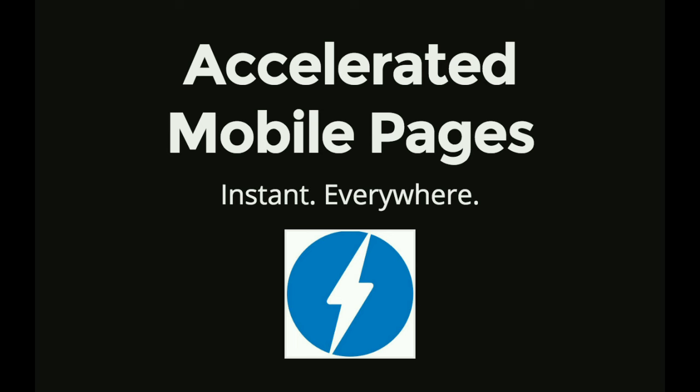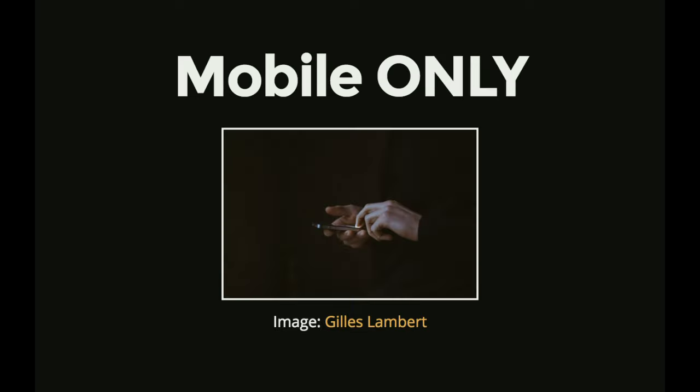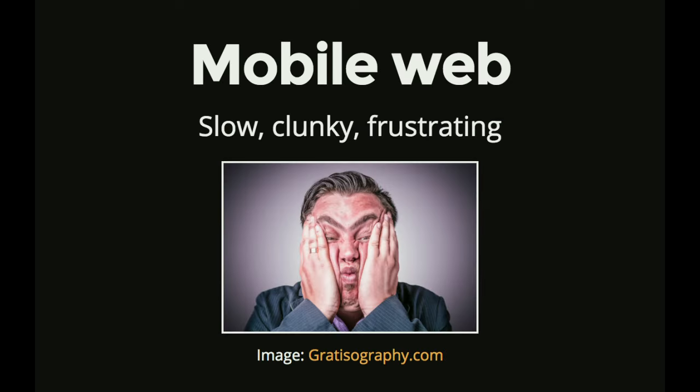So we're here to talk about accelerated mobile pages. Instant, fast, everywhere. You probably have heard about accelerated mobile pages, but one of the things I want to make clear from the beginning is that what we're talking about here is specific to mobile. AMP is a way to make the mobile experience faster, because right now, we think, and lots of other people think, the mobile experience is slow and clunky and frustrating.